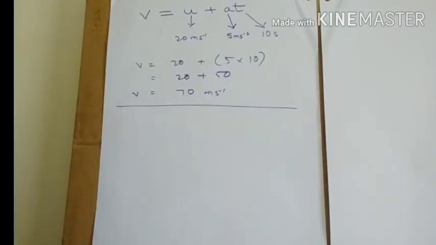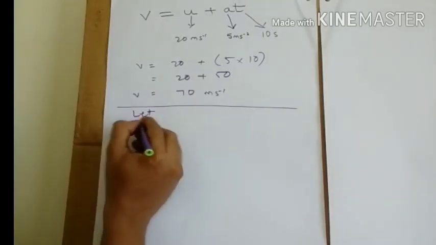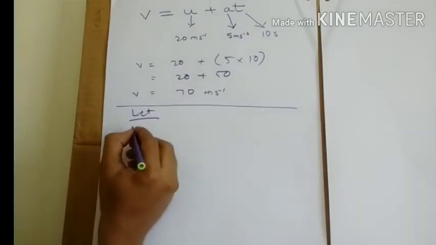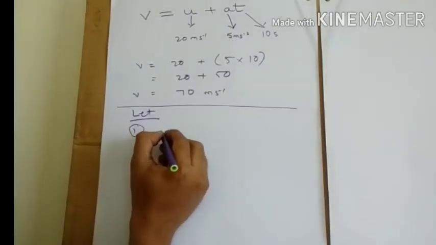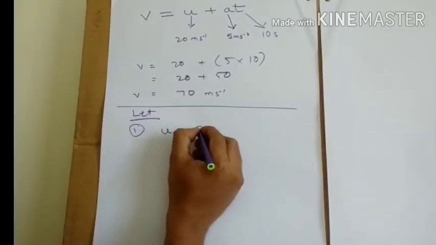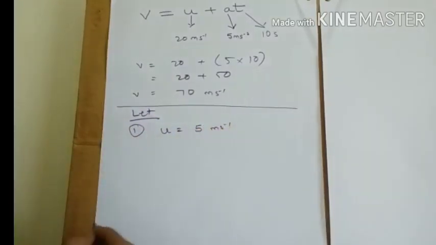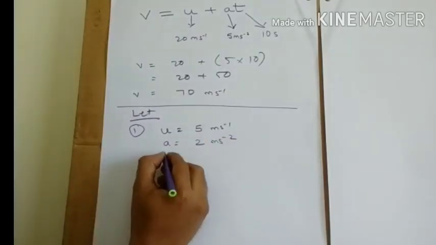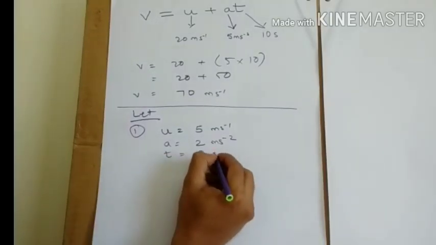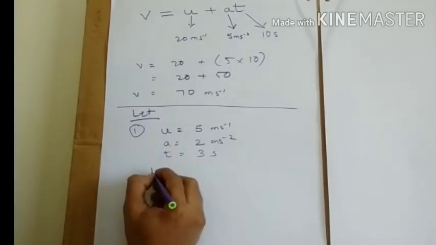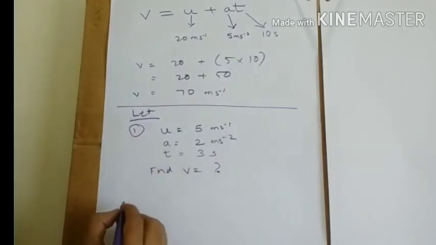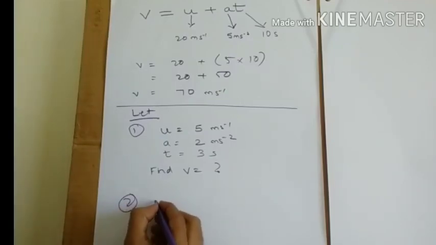Now I will be giving you some activities. You are going to solve these equations. I will give you some values and I want you to find out the final velocity using the first equation. In the first case, you are going to take U as 5 meter per second, A as 2 meter per second square, and time as 3 seconds. You have to find V, that is final velocity. This is question number 1.